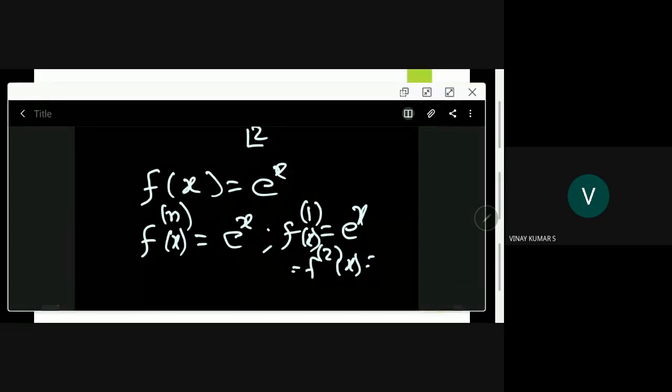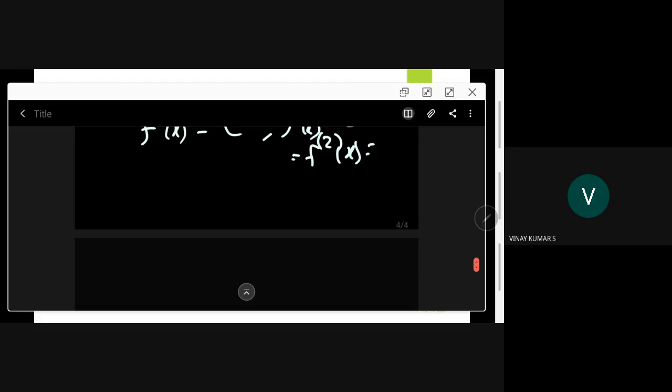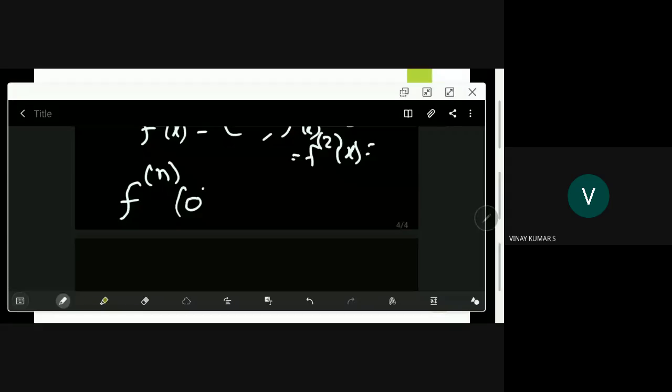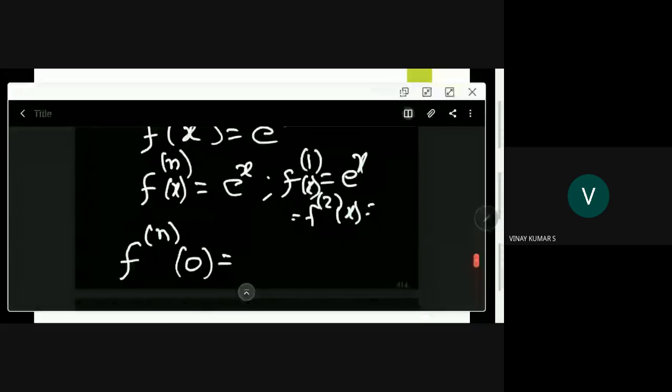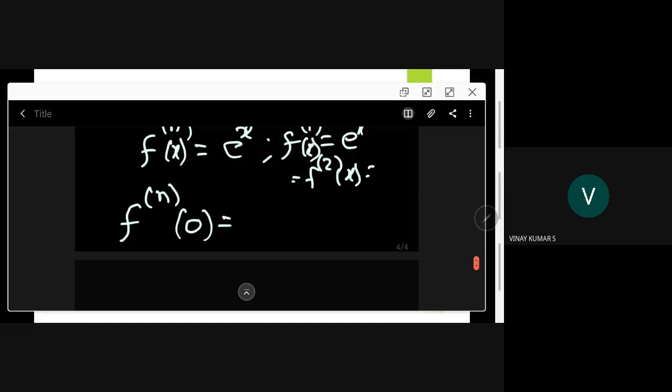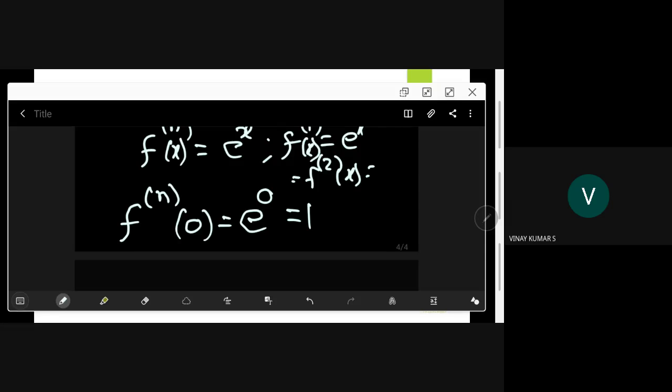So, in order to write the expansion here, what is the Maclaurin series expansion? For example, what is this at x equal to 0? Because the nth order derivative of f at x is e power x, you can simply write this as e power 0, so it is 1.